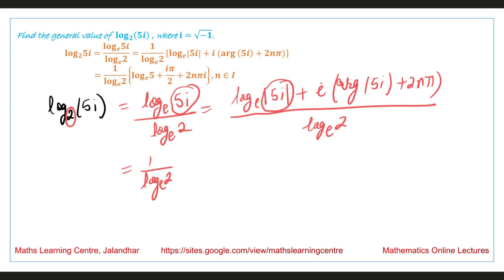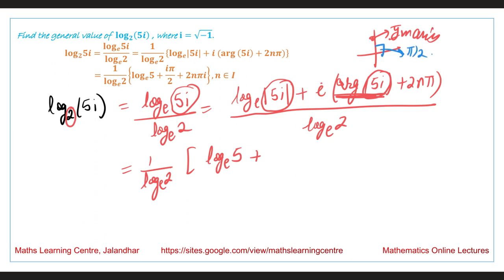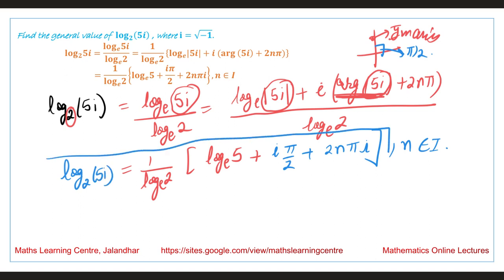What is mod of 5 iota? It is 5. So, we have log to the base e 5 plus iota times argument of 5 iota. We are talking about 5 iota. So, 5 iota will lie over here somewhere on the imaginary axis. So, the angle we have over here is equal to pi by 2. So, we are getting iota pi by 2 plus 2n pi iota, where n belongs to integers. So, this is the value of log base 2 of 5 iota. This is the value of this term.